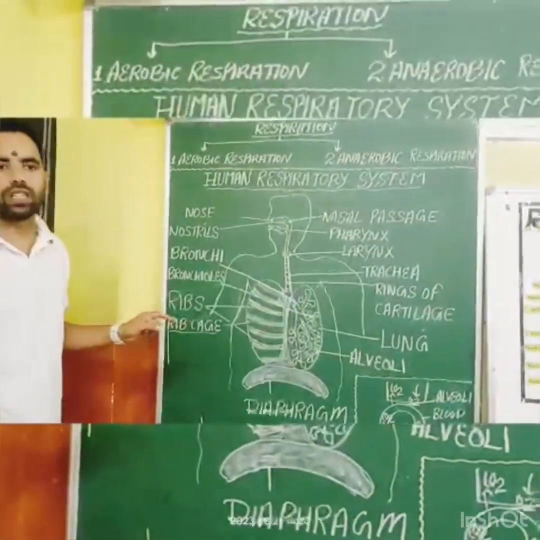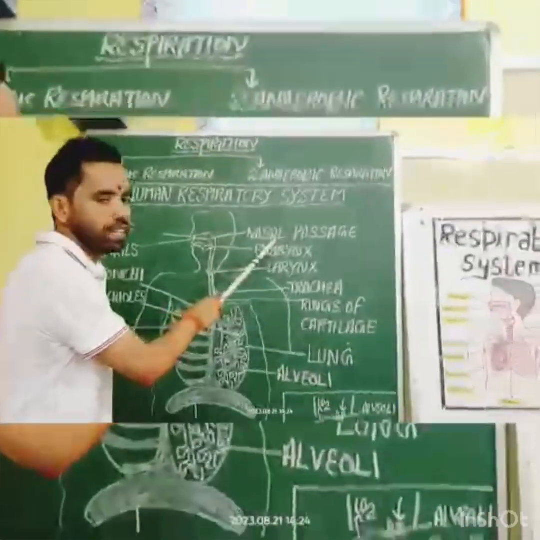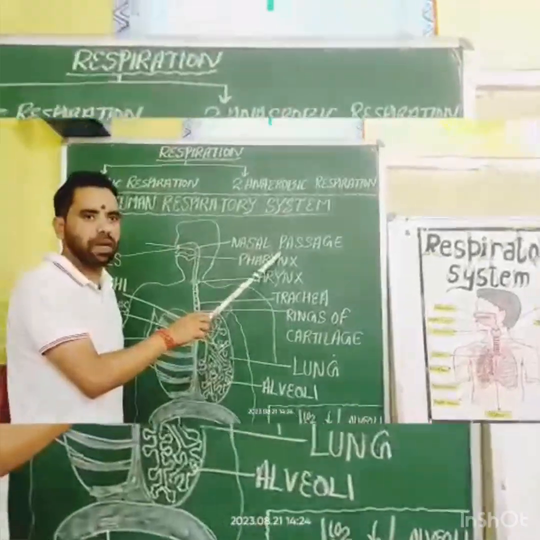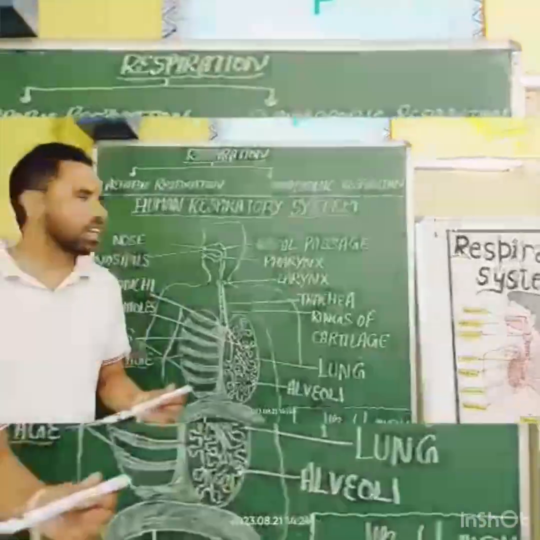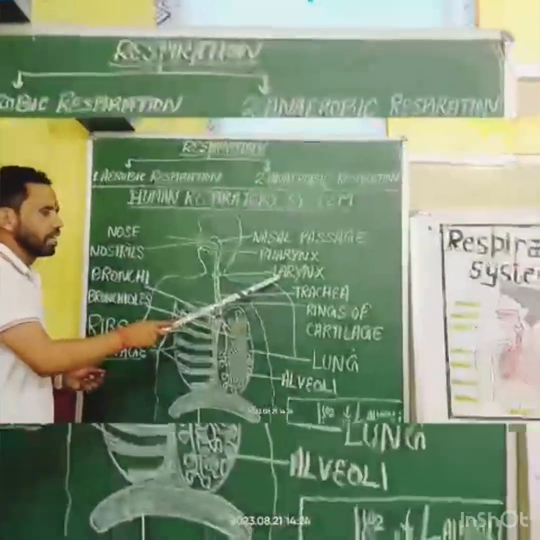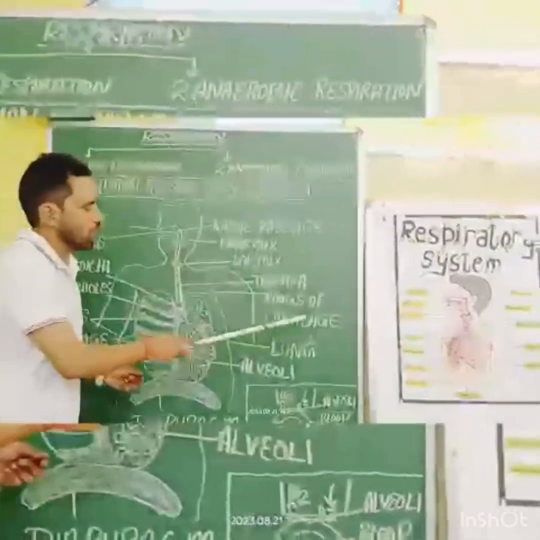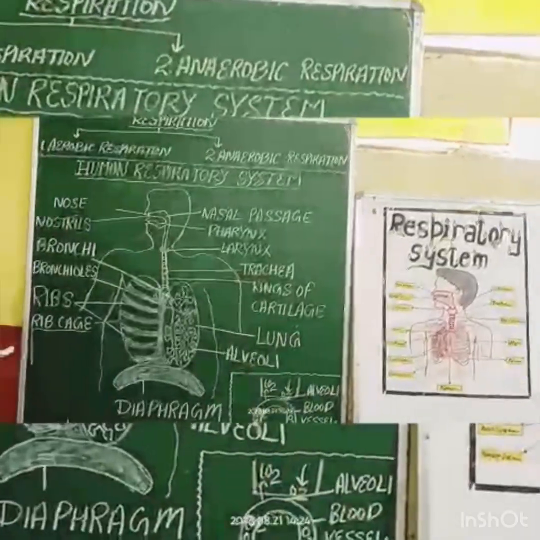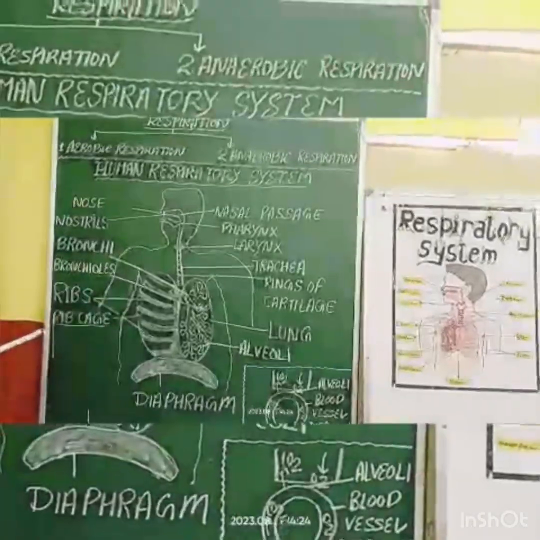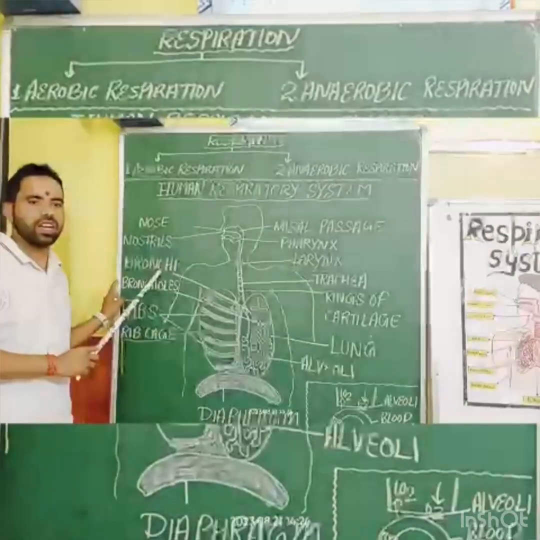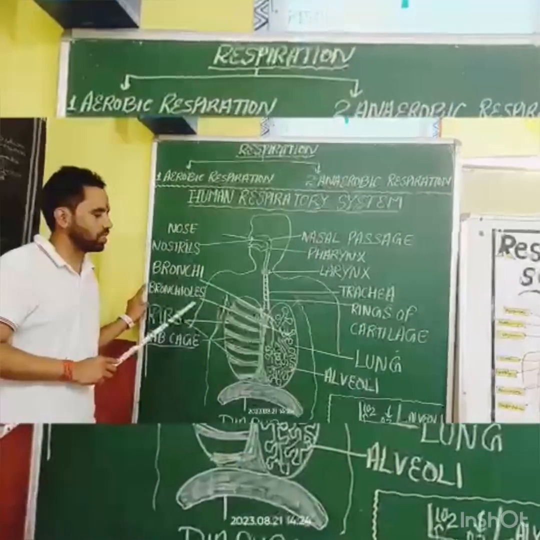Repeat with me. Nose. Nostrils. Nasal passage. Pharynx. Larynx. Trachea. Rings of cartilage. Lungs. Bronchi. Bronchioles.